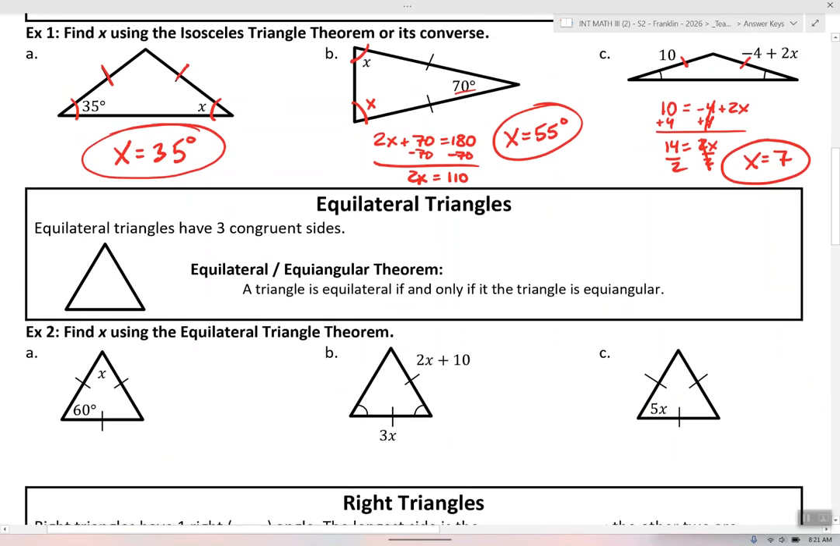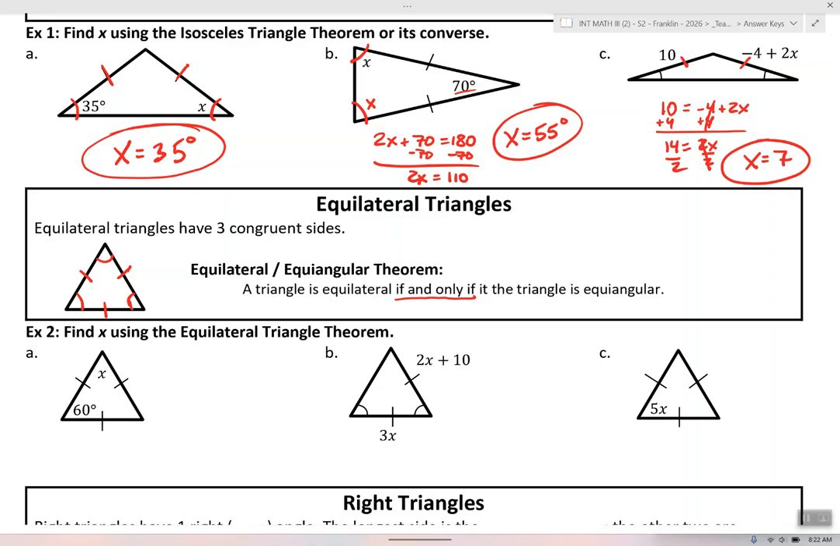Equilateral triangles are kind of what they sound like, equa meaning equal, lateral meaning sides. Equilateral triangles have three congruent sides. So their three sides are the same. The theorem here, the equilateral or equiangular theorem, depending on how you're using it and how you're naming it, says a triangle is equilateral if and only if the triangle is equiangular. Okay, so that means it kind of goes both ways. A triangle is equilateral if it has three equal angles, and it's also equiangular if it has three equal sides.